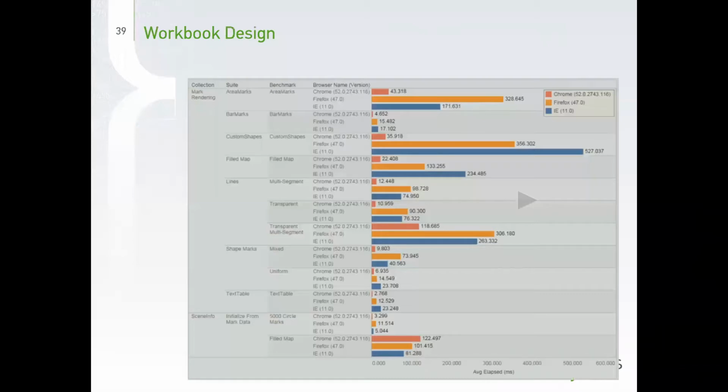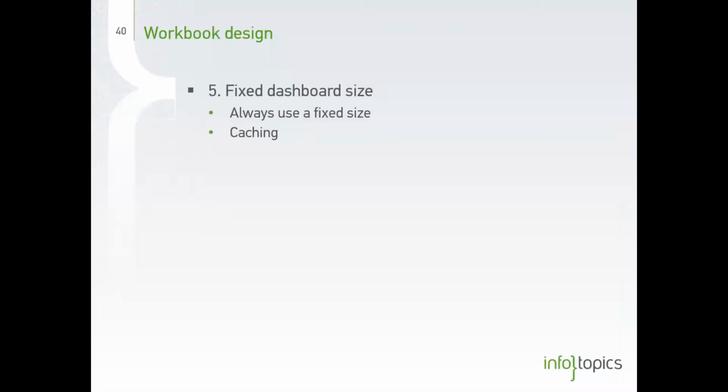But I stole a little image from a video. This is the difference with browsers and how they react to several different mark types. So if we look at custom shapes, for example, you can see that Internet Explorer 11 is really slow with that, compared to Chrome, which is really fast. It's the second, the third pane. So there is a difference in browsers and the speed they render the dashboard. They have a different engine, so it's obvious. And Internet Explorer is almost always the slowest, as we can all imagine.